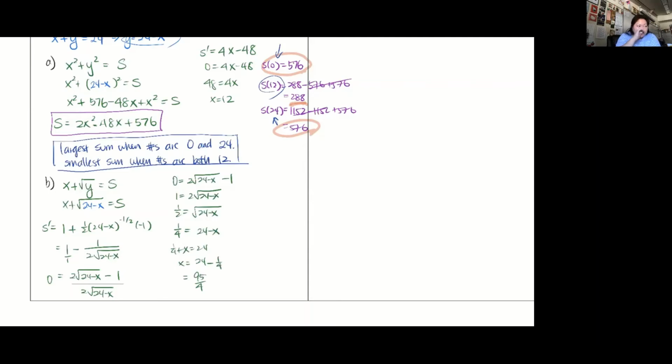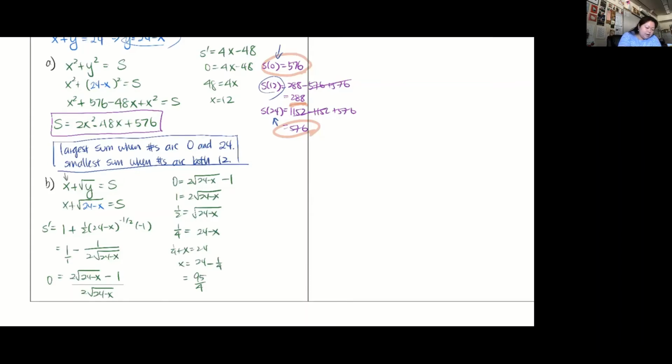All right, so now I have this x equals 95 over 4. Again, I don't know if this is the maximum or minimum. I still have the same boundary as before. The smallest my number can be is 0. The biggest my number can be is 24. But when I plug it in, I'm plugging it into this x right here.